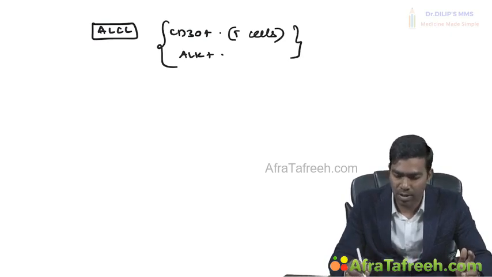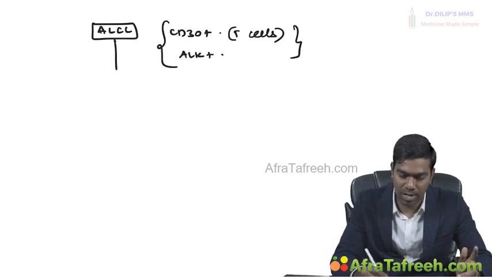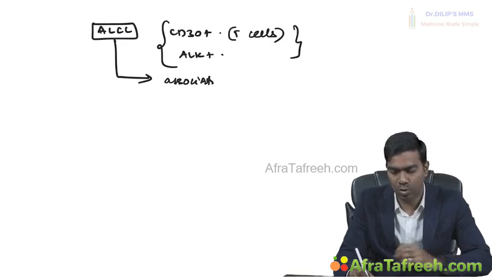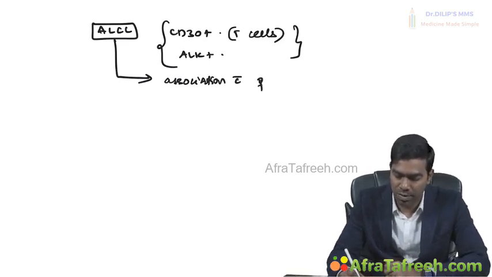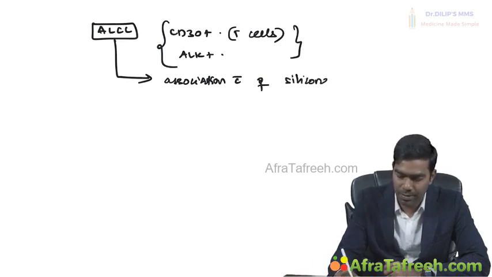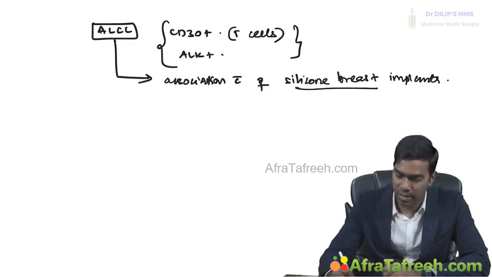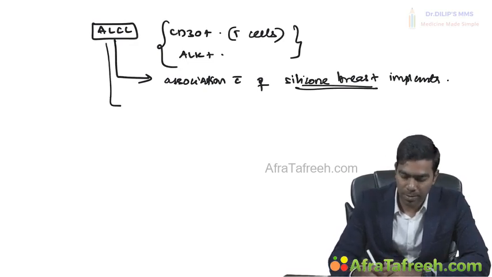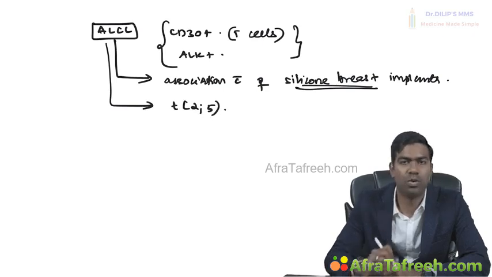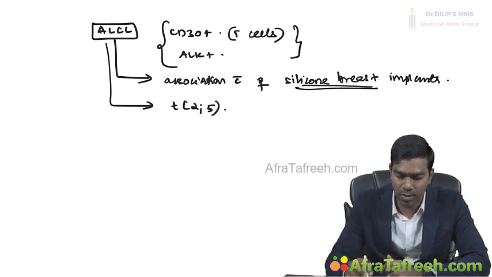And very importantly, in anaplastic large cell lymphoma, interestingly, they have found an association with females who are using silicone breast implants. Clear? And this is a very interesting point, isn't it? That's why I told you that. And probably it is associated with one important translocation called 2,5 translocation, T25 translocation.